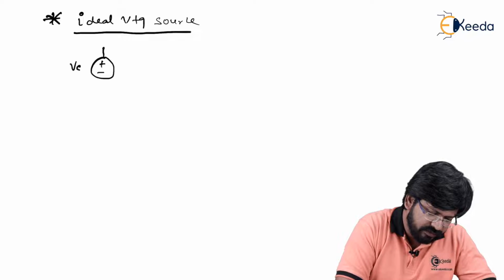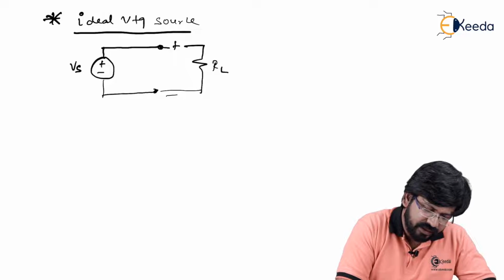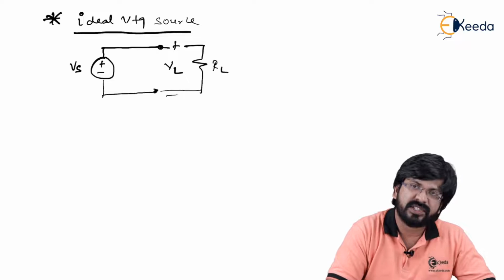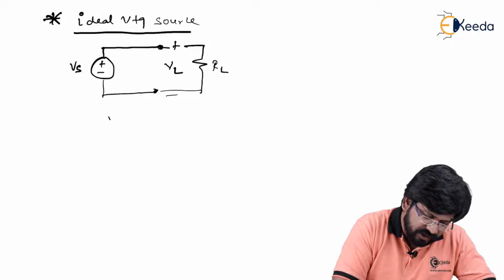Plus minus Vs, and Rs is replaced with a short. And this is the point where your RL is connected, across which VL voltage is there. So now if I apply KVL here, you can see that it will be simply VL equal to Vs.